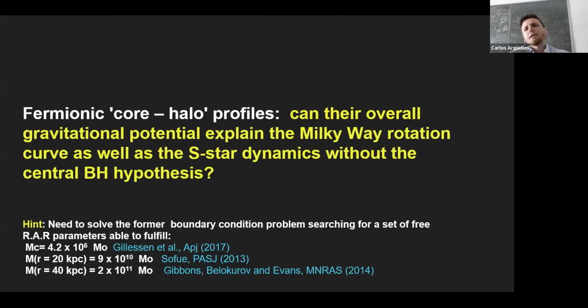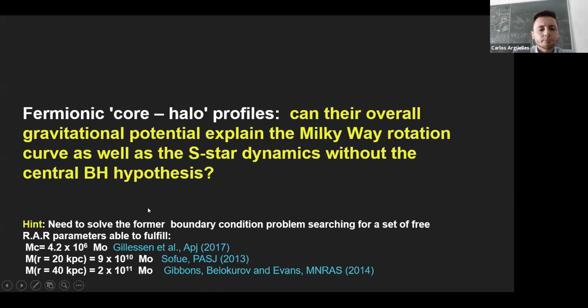Okay, so the challenge here is to use all this data, the outer part of the rotation curve, but also the inner bulge data plus the S-star data, the precise measurements, and ask if these core-halo profiles arising from relaxation mechanisms for fermions can, with their potential, explain this rotation curve as well as the dynamics of S-stars without introducing the black hole hypothesis. So this is a fair question to be asked of these kinds of profiles.